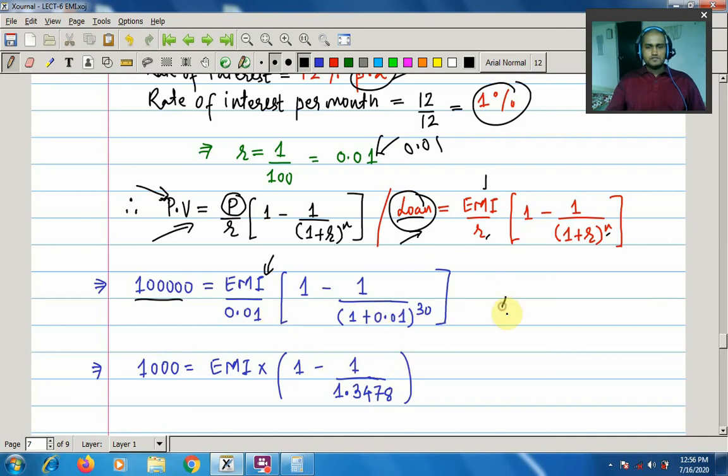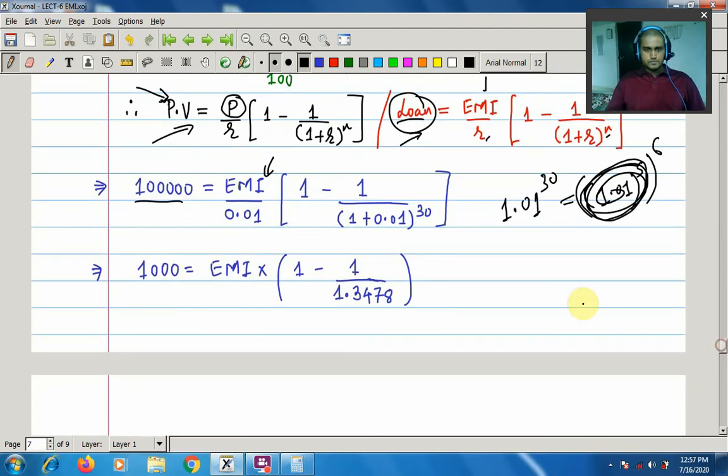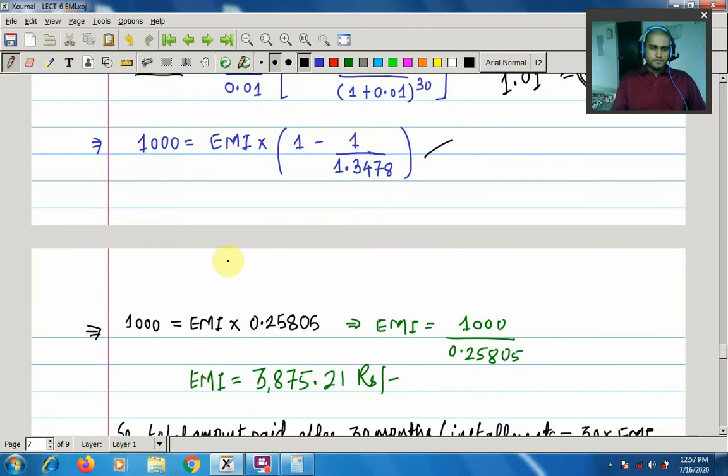So what I've done here is 1.01 and its 30th power. You can solve this 30th power by using this formula: 5 into 6. It's easy to find the 5th power and then take the sixth power of the answer of the fifth power. So it comes to 1.34. I'm not explaining this, just look at it and try to arrange or simplify it.